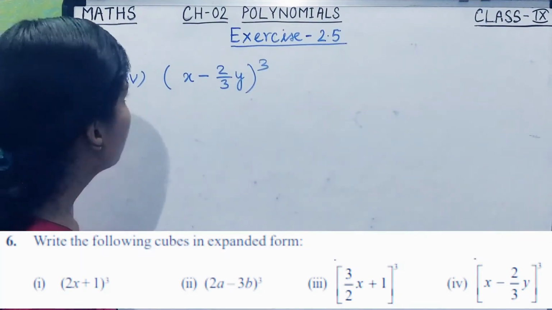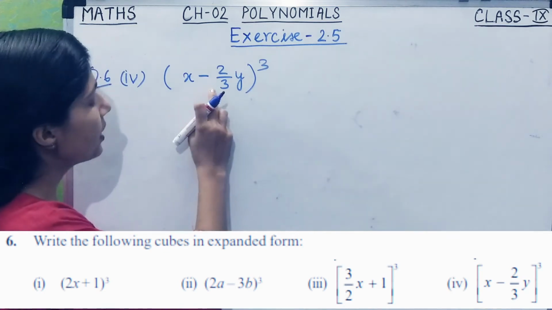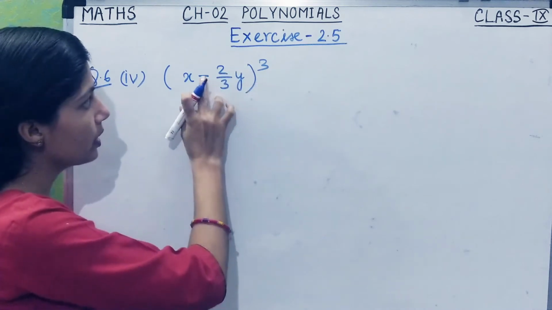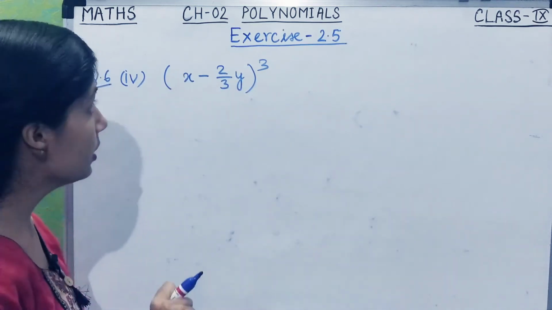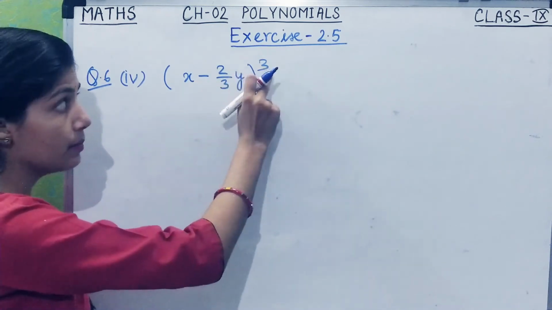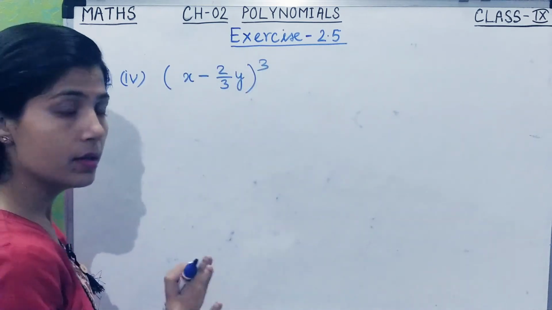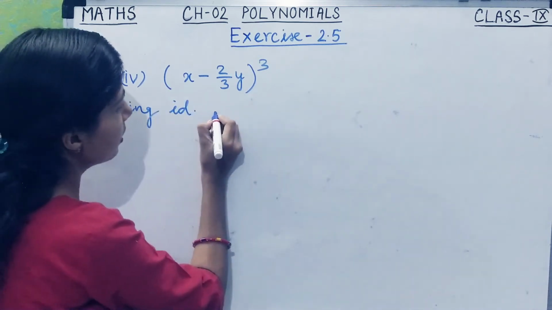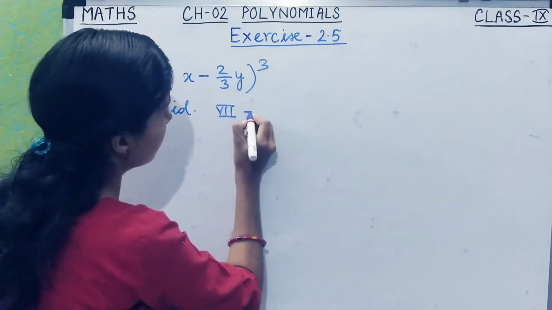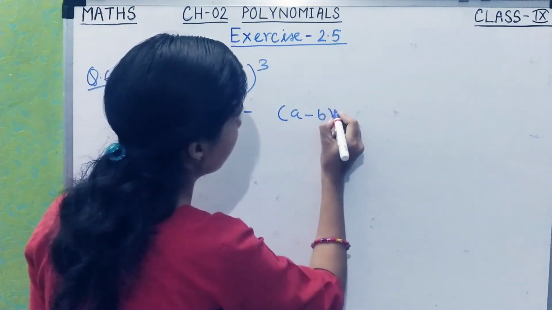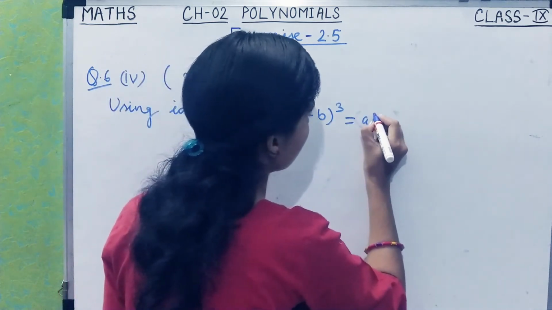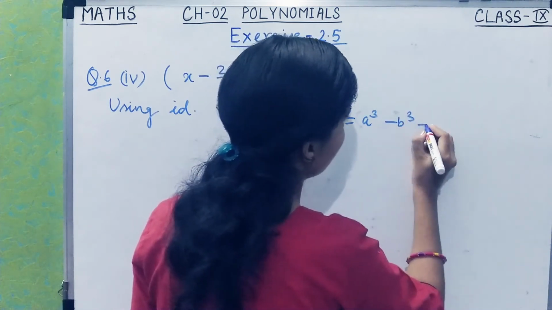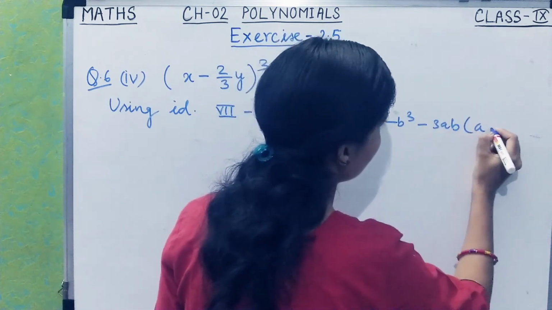Now the last part, that is the fourth part of this question, is (x minus 2 upon 3y) whole cube. So here is a cube and there are two terms with a negative sign between, so the identity that holds a negative sign and power 3 is identity number 7. So using identity number 7, that is (a minus b) whole cube is a cube minus b cube minus 3ab into (a minus b).